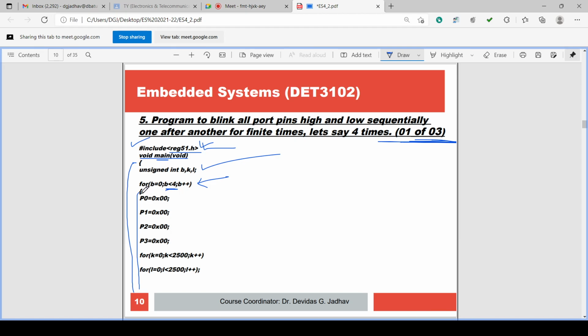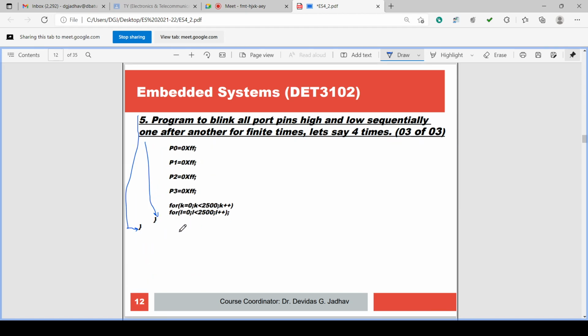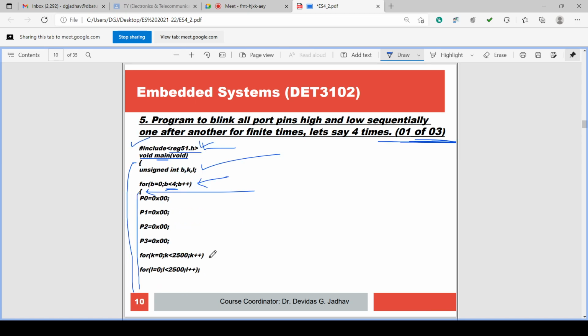And how much is the block? The block is starting here, so this curly bracket up to this curly bracket. This is the block of the program which is executed. How many times? Finite times, 4 times.